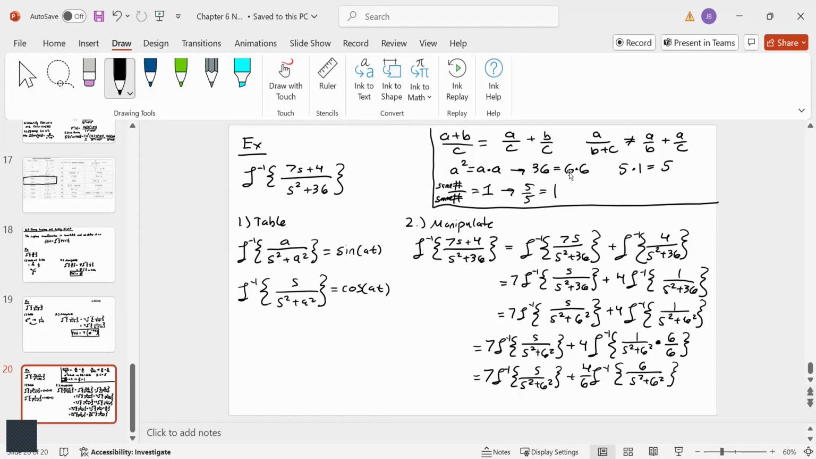And so now you recognize what a is, and you can do the manipulation. So we have 6, 6, and 6 right here. Then this is equal to 7 cosine of 6t plus 2/3 sine of 6t. And now we have our inverse Laplace transformation completed. And that's the entire process.